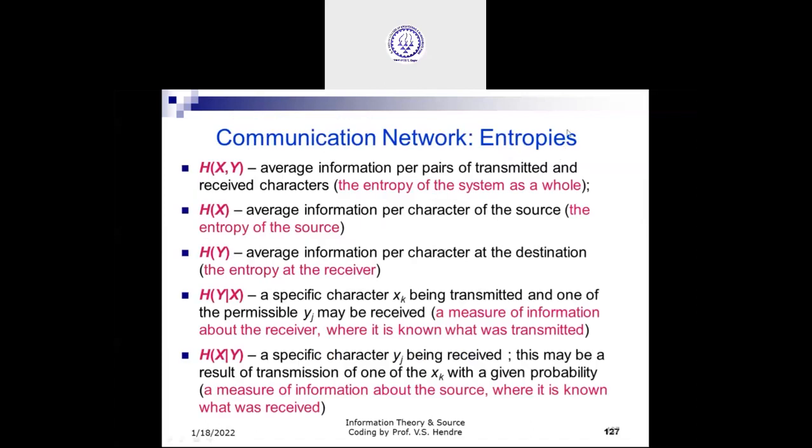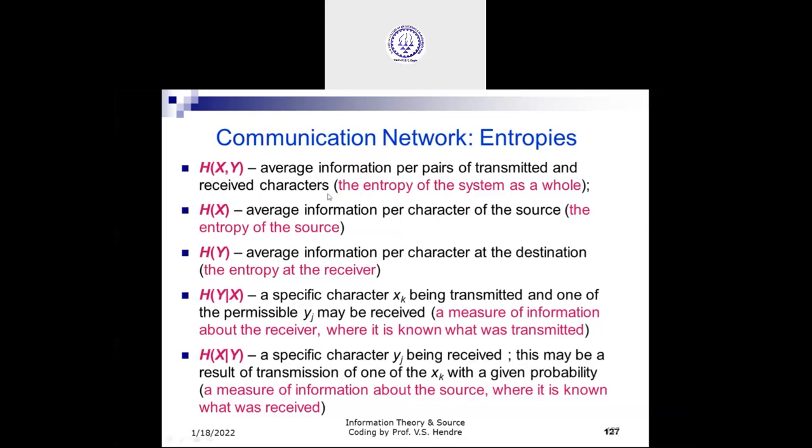So let us understand the physical significance of all the entropies that we have defined with respect to a communication network. First entropy, I'll take h of x. H of x is the average information per character of the source. Source means transmitter, so the entropy of the source, the entropy of the transmitter, is nothing but my h of x. What is h of y? Average information per character at the destination. Destination is your receiver, so entropy at the receiver.